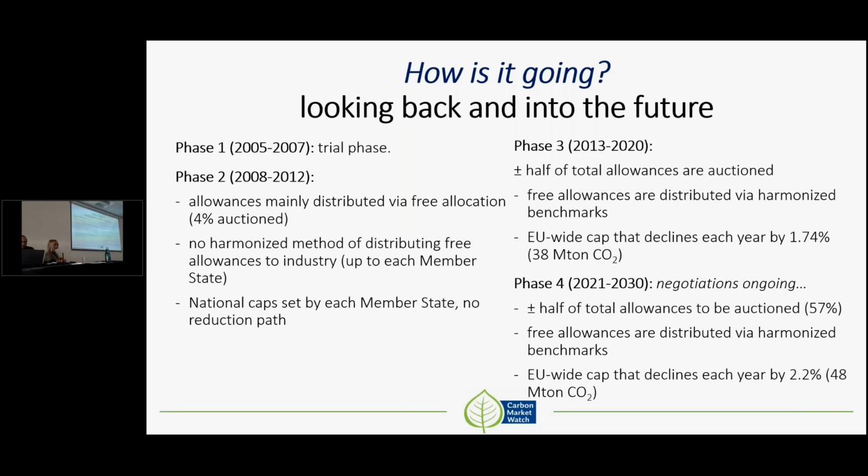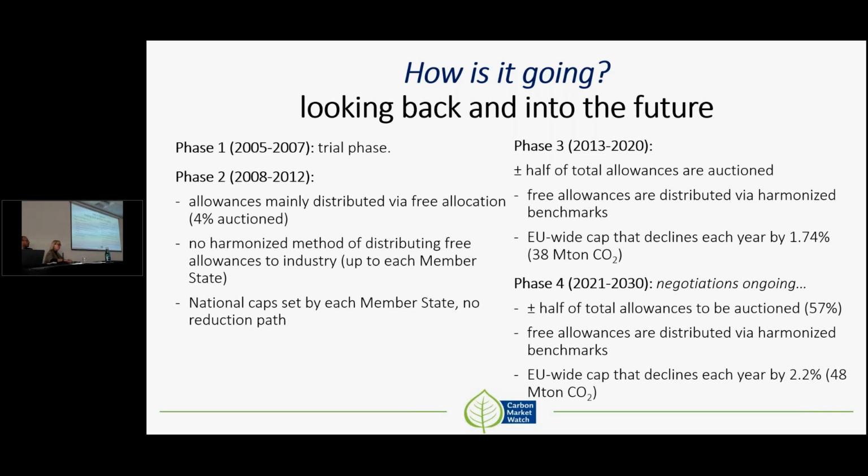At the moment, about half of the allowances are auctioned. For instance, the power sector in general has to receive their allowances via auctioning. Then there is a derogation, which we will talk about this afternoon. But in principle, for power, it means that they have to buy their allowances via the auctioning platform and don't receive any free allowances. And then there are free allowances in the system, and these allowances are now distributed via a harmonized system.